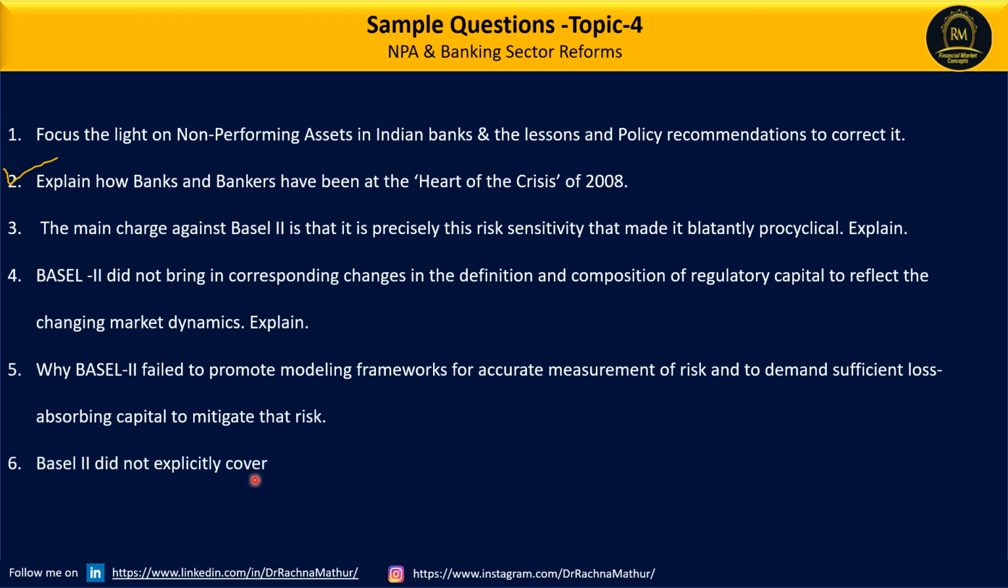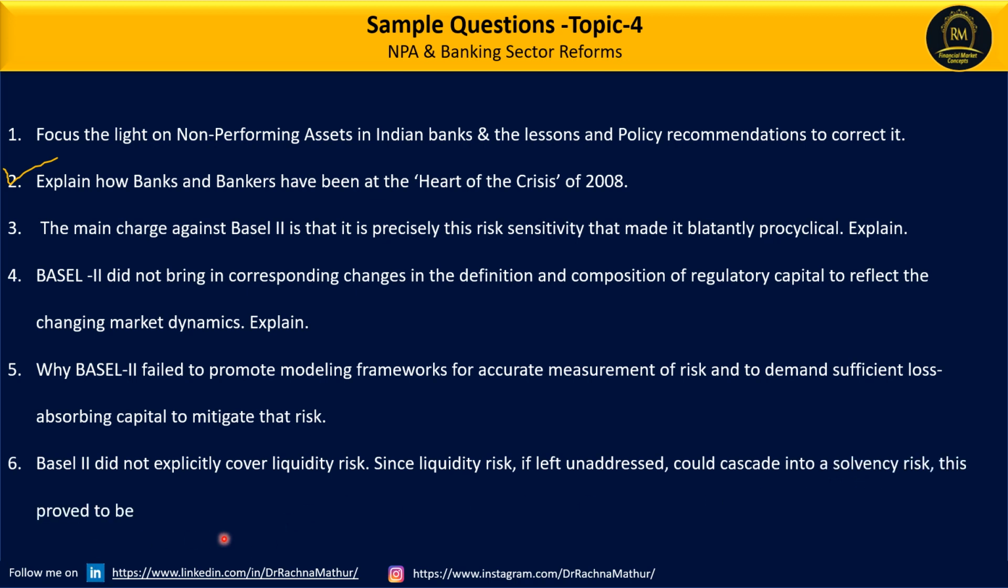Basel III did not explicitly cover liquidity risk, since liquidity risk, if left unaddressed, could cascade into solvency risk. This proved to be the undoing of virtually every bank that came under distress in the depth of the crisis. Explain.